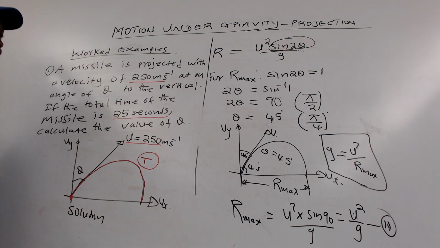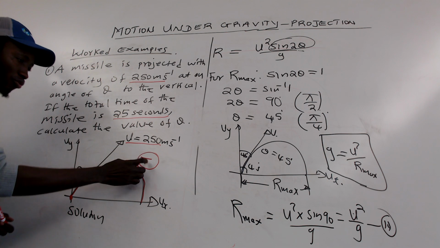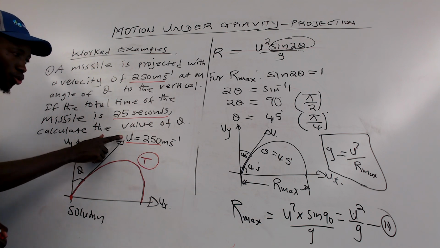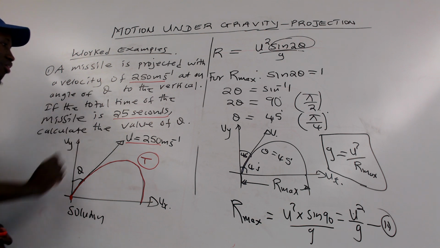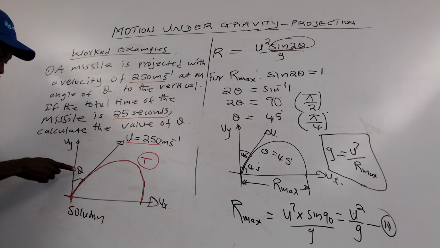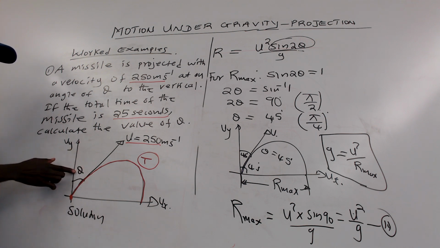So all we need to know here is the formula of T. If we know the relation of T with respect to u and theta, we can easily find the value of theta. But mind you, the angle of projection for this diagram is not theta.